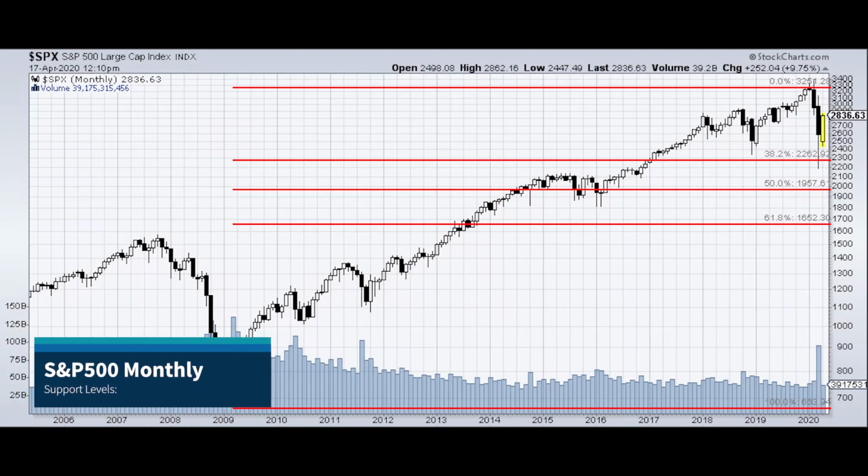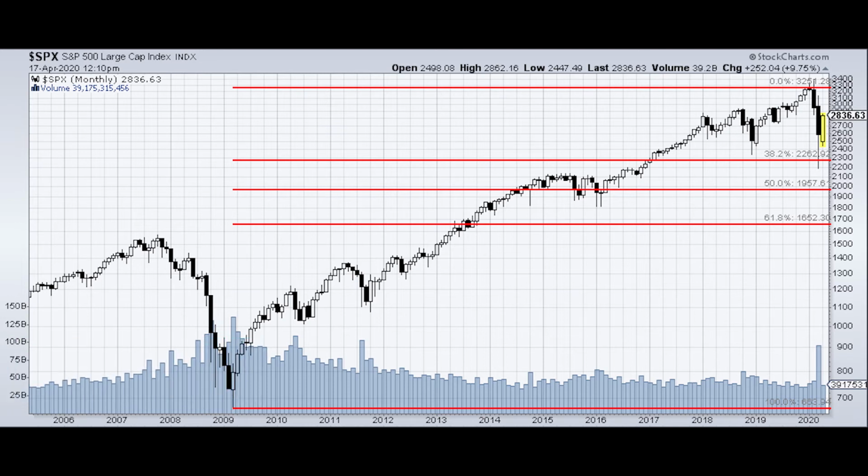The monthly chart then puts us in resistance levels of around that 2200 range. The next level is around 1957 on the S&P, and then from there 1652 on the S&P. All right. Once you get into that range, then you really start to get into the depths of the deepest parts of the ocean, and that is around that 1300 to 1400 range. Something to consider as you're allocating your portfolio and making allocation decisions going forward.